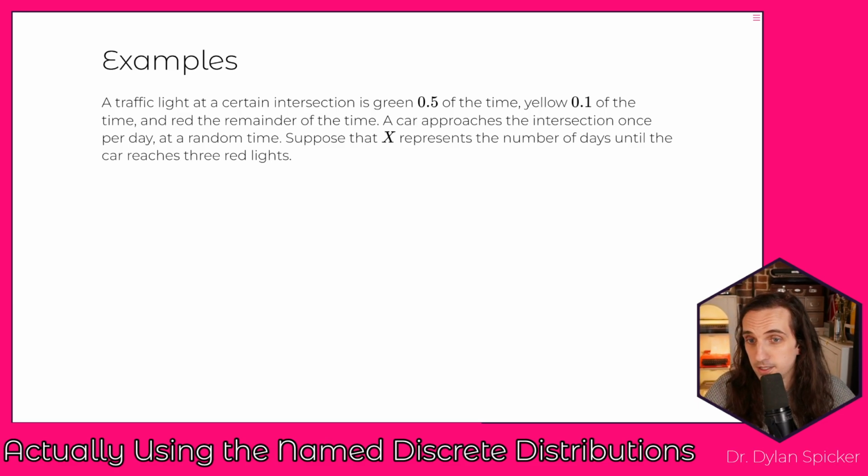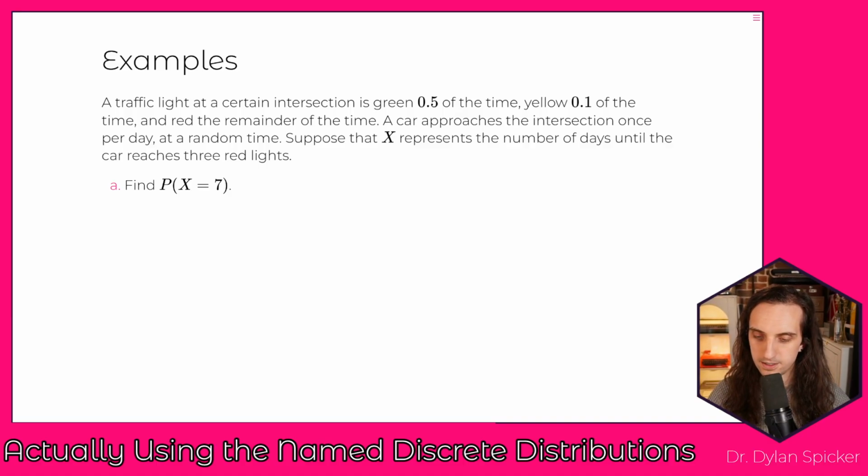Consider a third example here. A traffic light at a certain intersection is green half the time, yellow 0.1 of the time, and red the remainder of the time. A car approaches the intersection once per day at a random time, and X represents the number of days until the car reaches 3 red lights. What we want to know first is, what's the probability that X is equal to 7? Now, in this case, we have to be thinking about what is actually going on here.